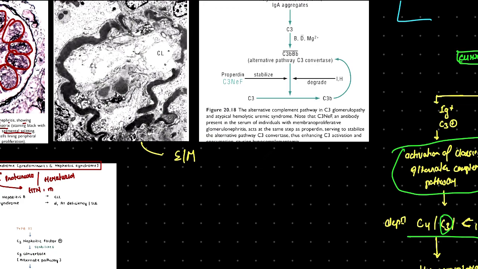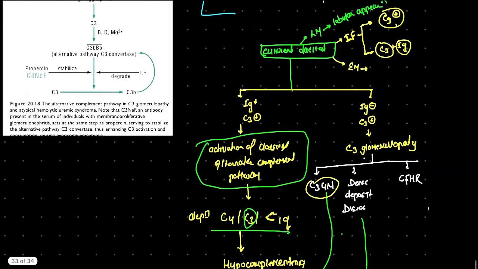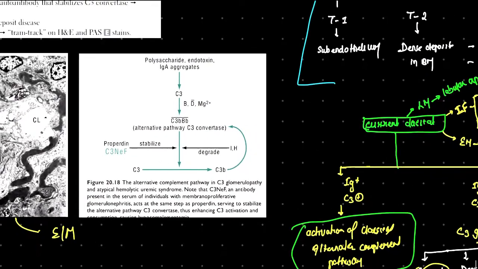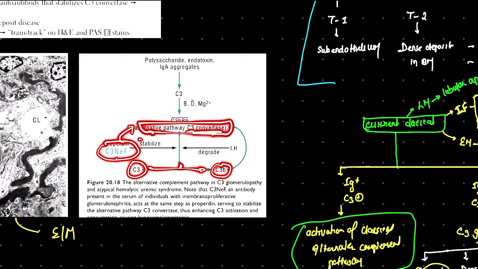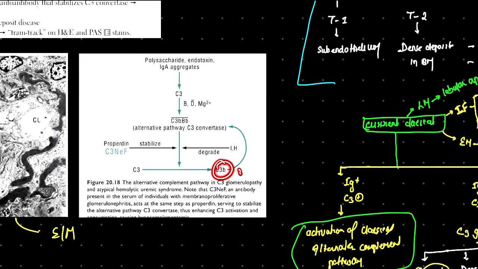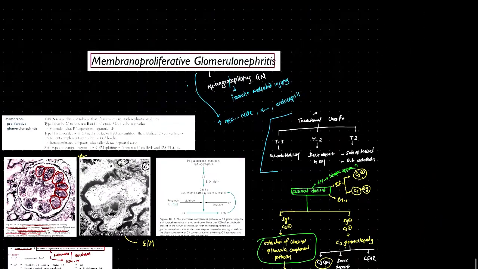Now another thing we need to know: we talked about C3 being converted into its active form, right? Here we have C3 convertase. What was this C3 nephritic factor doing? C3 nephritic factor was just overactivating this C3 convertase, and because of which there will be excessive production of C3b, but a reduction in the amount of C3. That is why we were calling it hypocomplementemia, right? So this was about this diagram.